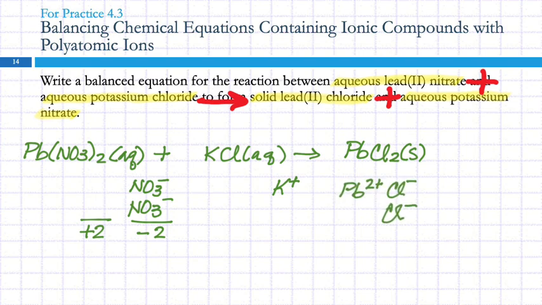The last one is potassium and nitrate. So potassium ion, and nitrate ion. I look at the charges to determine the formula. +1 and -1. I don't need to do anything fancy. I just need one of each. And that's aqueous.